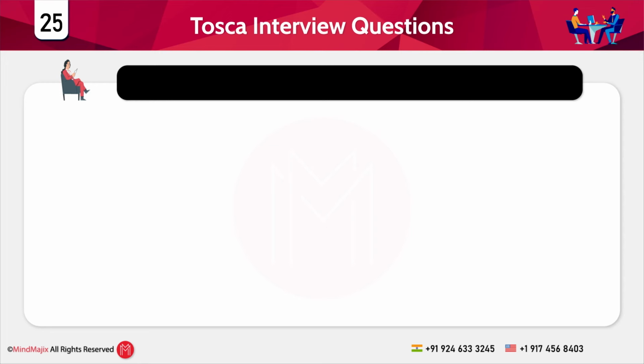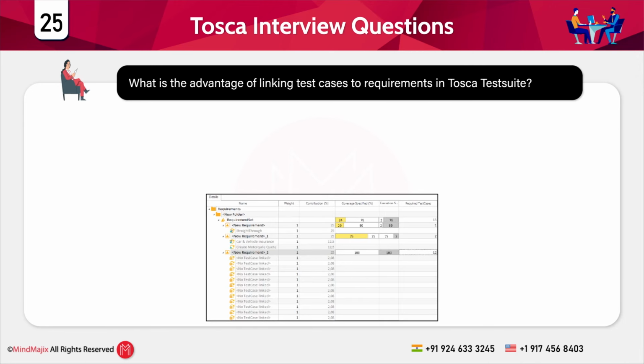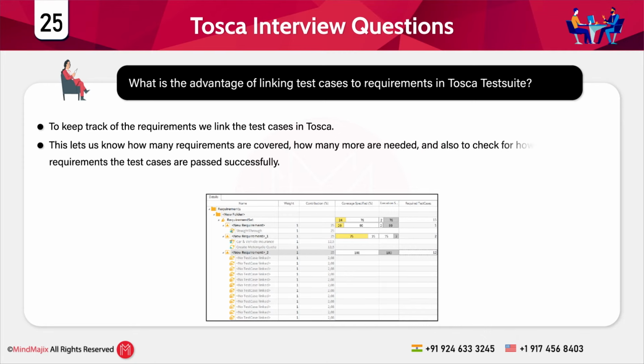The next question is, what is the advantage of linking test cases to the requirements in Tosca Testsuite? The biggest advantage of linking test cases to requirements is that you can keep track of the requirements that we link in the test cases in Tosca. This lets us know how many requirements are covered, how many more are needed, and also we can check for how many requirements the test cases have passed successfully. So this actually helps give a high level picture of the requirement coverage.